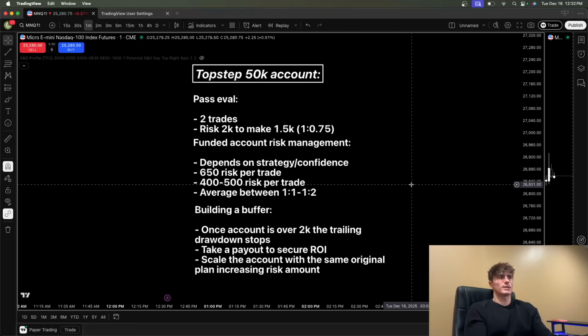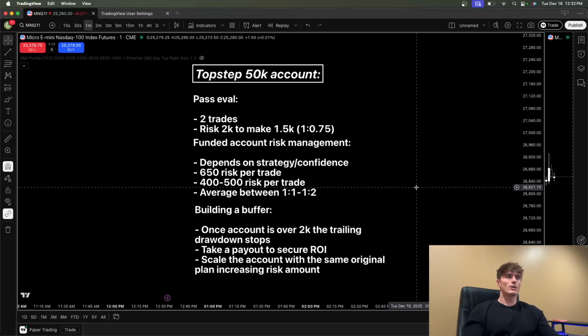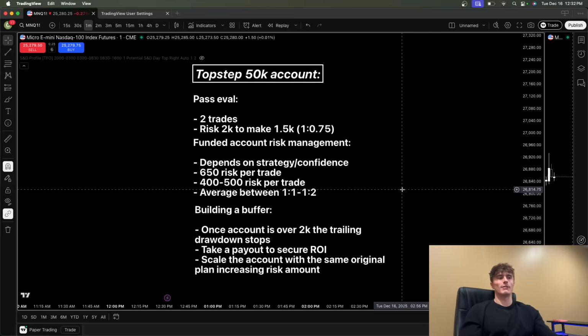I don't just keep risking 650. If I'm confident in my strategy, I'm going to risk a third of that account. So what is 30% of 25? I think it's a little bit over 8. So $800 is what I'd be risking per trade. If my account was at 2,500, I'd risk $800 or $850. So your risk goes up. Scaling up has nothing to do with your take profit. Scaling up has everything to do with how much you are risking.